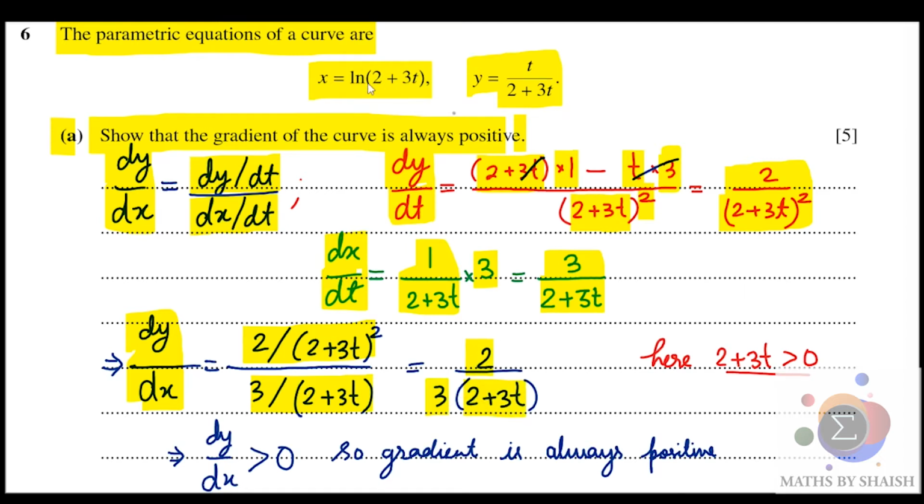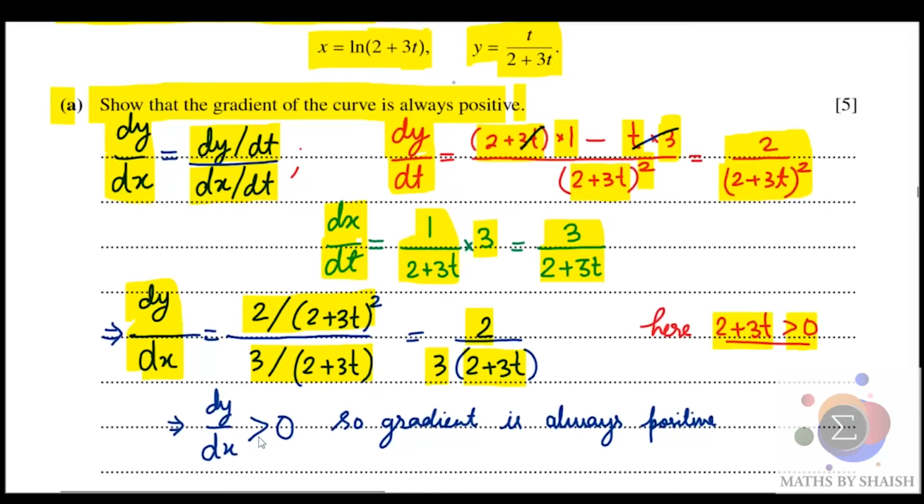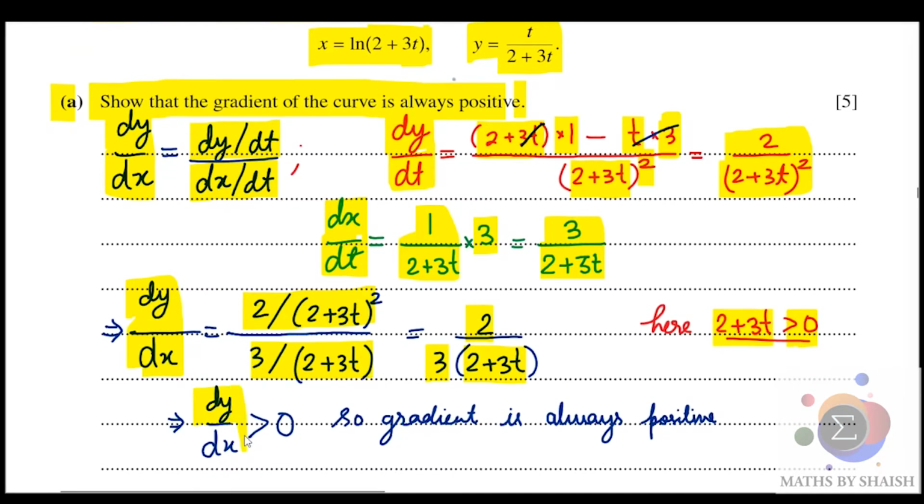Now we have seen that x is ln(2 plus 3t), and we know the input for the ln cannot be negative, so it has to be greater than 0. It means 2 plus 3t is always going to be greater than 0, and 2 and 3 are already positive numbers, so dy over dx, that is the gradient of the curve, is always going to be greater than 0, and that's what we need to prove.